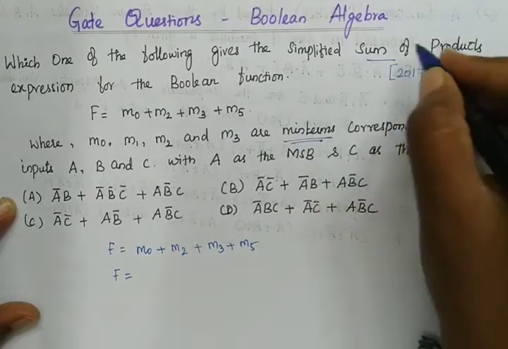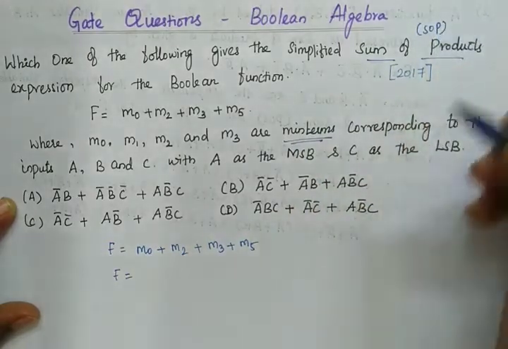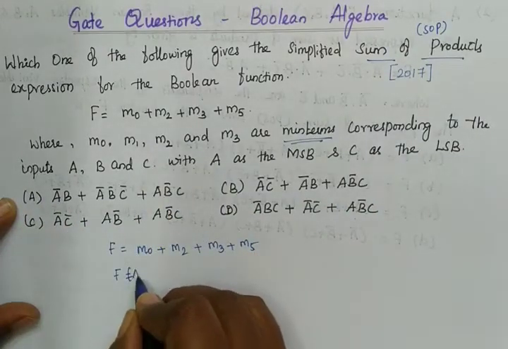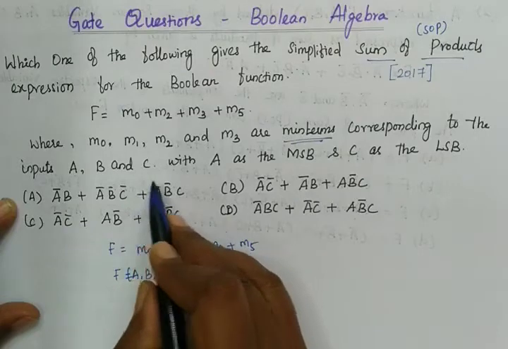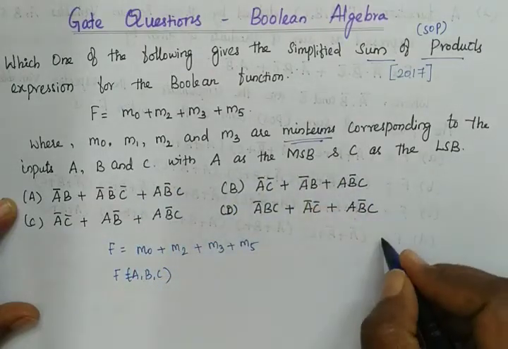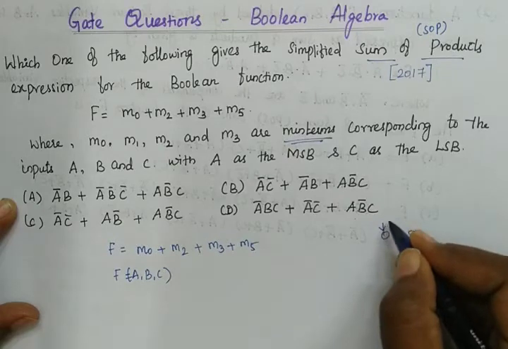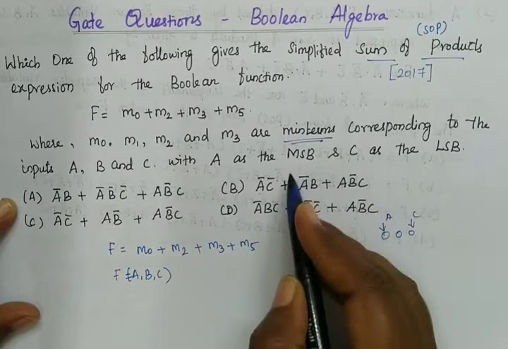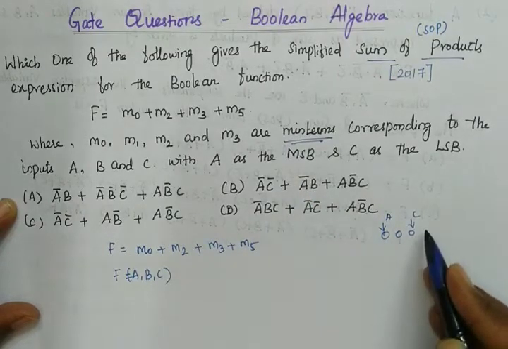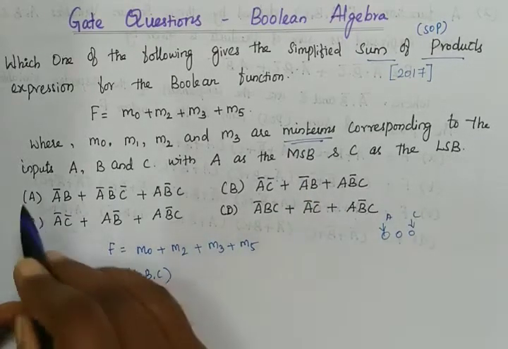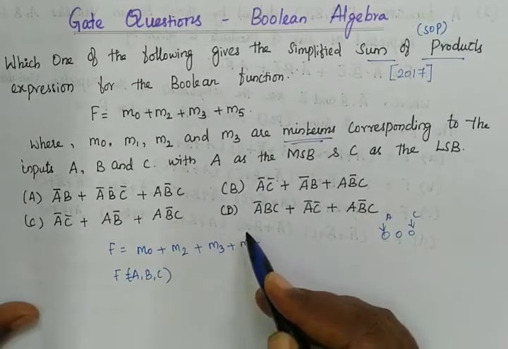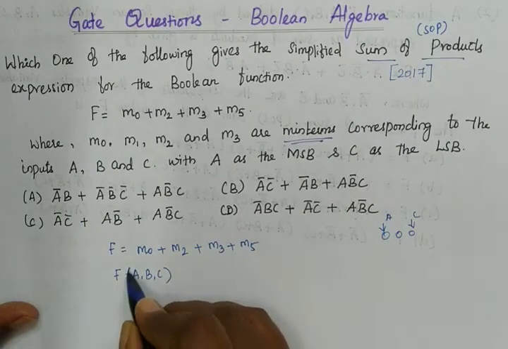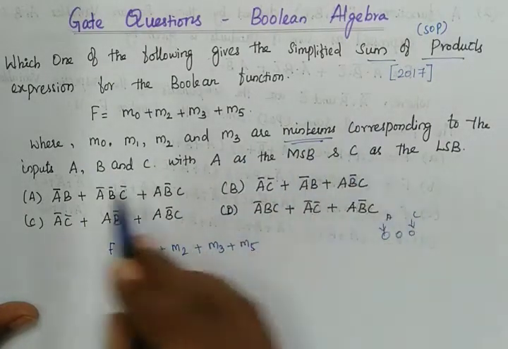These are min terms. So already I said if it is SOP, it is called min term corresponding to the inputs ABC. So we can write f of ABC with A as the MSB. So if we are writing 0, 0, 0, this should be A and this is C, with C as the LSB, that is, the most significant bit is A and the least significant bit is C, and these are the options given for the question. Now let us proceed. So f is equal to m0, m2, m3, m5. In the question they have mentioned A, B, C, so we can use A, B, C.